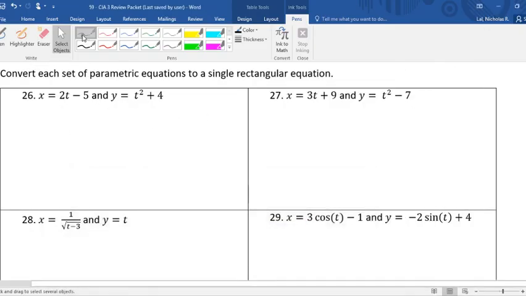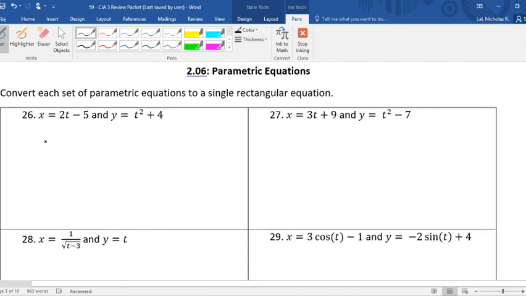Parametric equations. Our first problem, we're going to convert each set of parametric equations to a single rectangular equation. If x is equal to 2t, t will be equal to x over 2. First step, we need to isolate t. Once we isolate t, we plug t into our y equation.